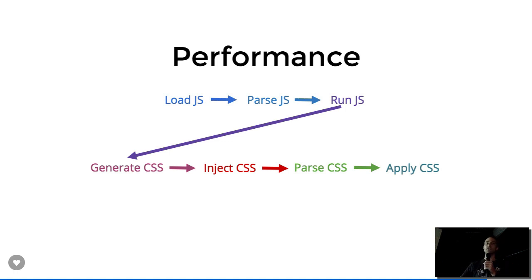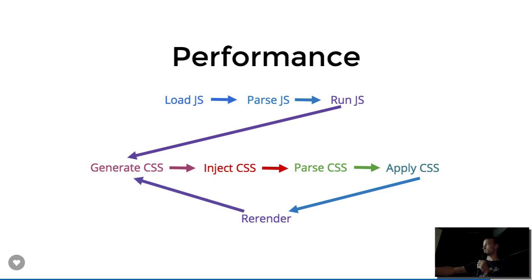So if you're not using CSS and JS, then you kind of get over the inject CSS. Like you still have to load it, right? So we'll replace load, inject with load, and then parse and then apply. So you're skipping a bunch of steps, which is kind of nice. So then we apply it, and then if we re-render, we need to generate, inject, parse, and apply.